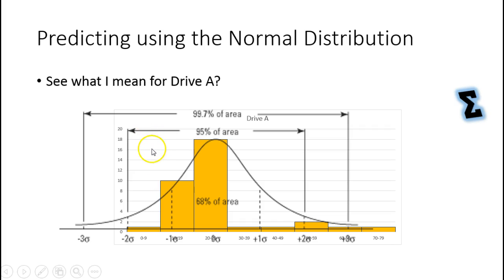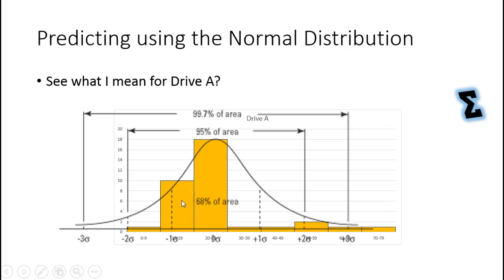Let's look at drive A. I've tried to overlay a normal distribution on top of this histogram to let you see this is what the normal distribution thinks the distribution looks like. And it's not necessarily normal. It is skewed off to here, so you can see how your prediction would be off.